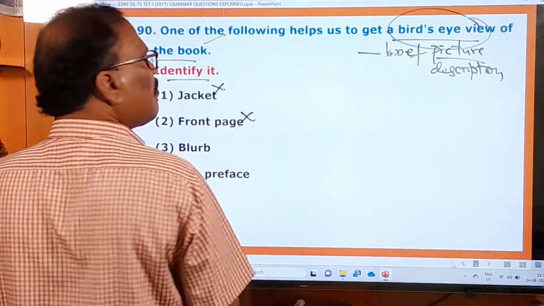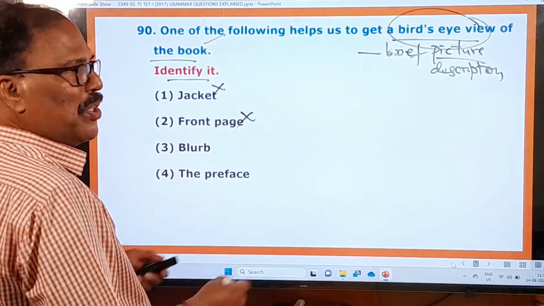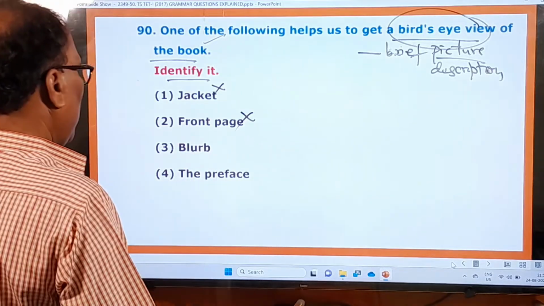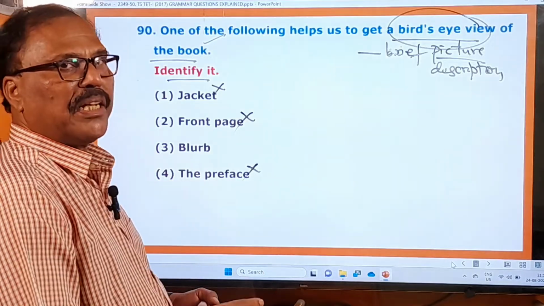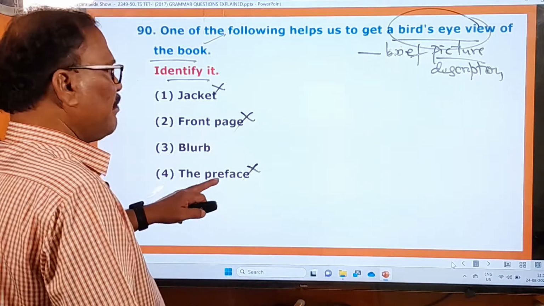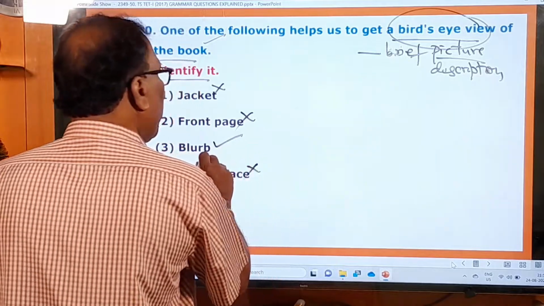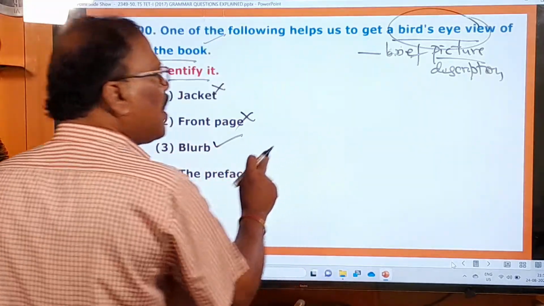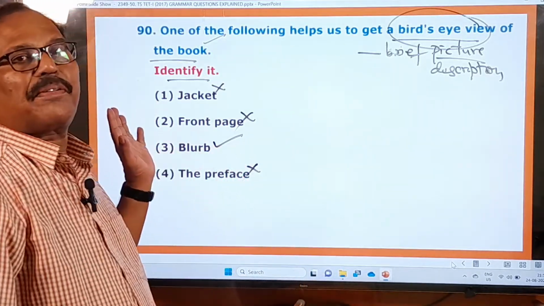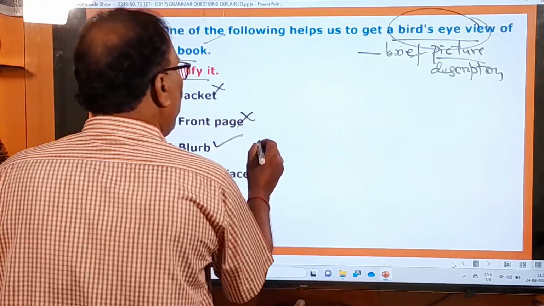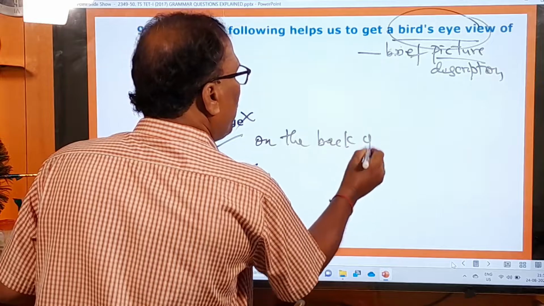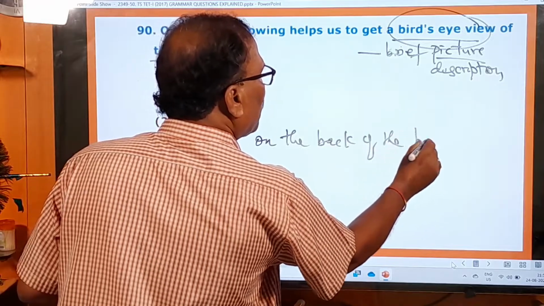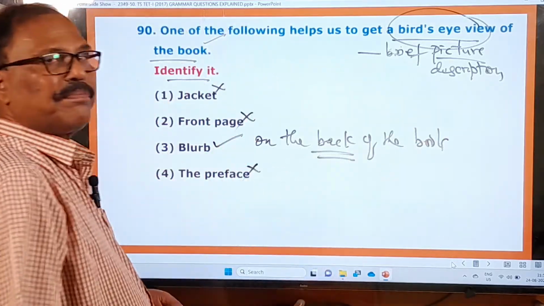Front page, no. In the front page only you can find the index. The preface means prelude. In that, introductory remarks of the author you can find. Only the blurb is the right one. Blurb means a brief description of what is written in the book. It is generally given on the back of the book.